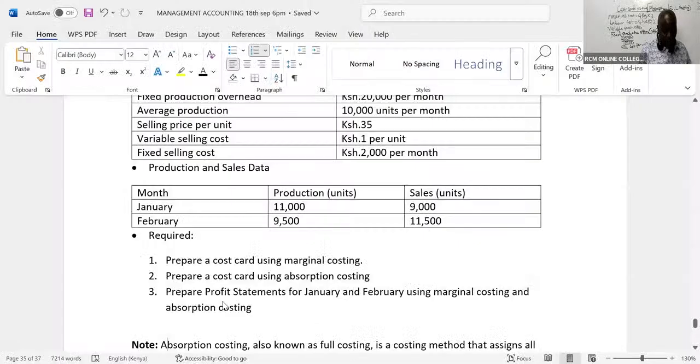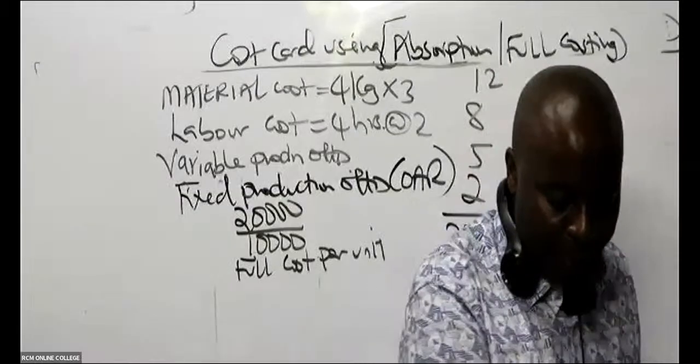Now, look at number 3 of this question. The moment we finish this number 3, we go home. Where you guys laugh, isn't it? Prepare profit statements for January and February using marginal costing and what here, somebody? Absorption costing. So I would want to prepare for both of them. Yeah, so profit and loss statements.